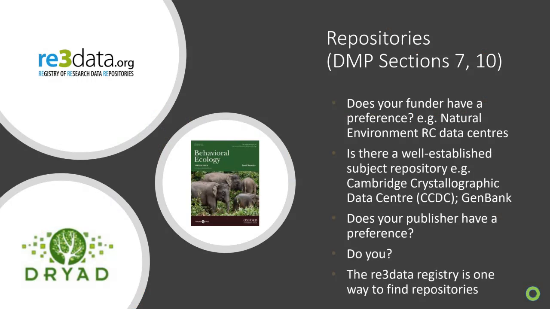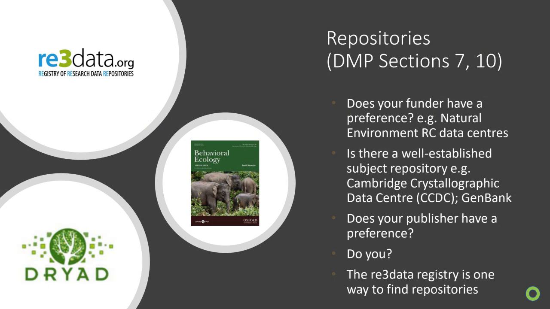So that brings us on to repositories. We've been around the full circle now. It's time to share our data. We've planned everything, we've worked through our data management plan, we've got all our consent in place, we've got all the documentation that we've stressed throughout. So then it's time to think about how you can share your data, which is section 7 and 10 of the basic data management plan.